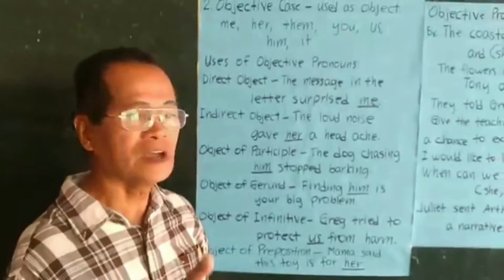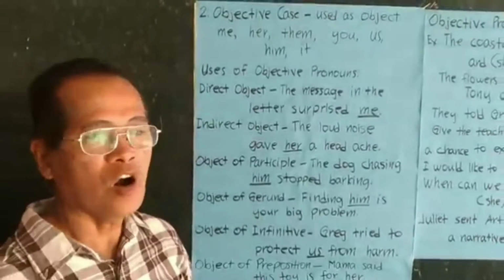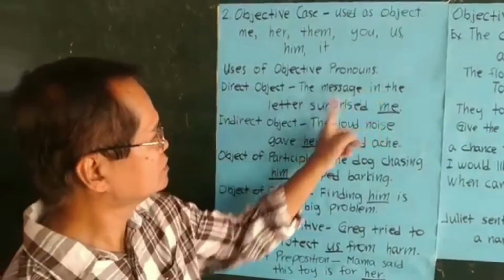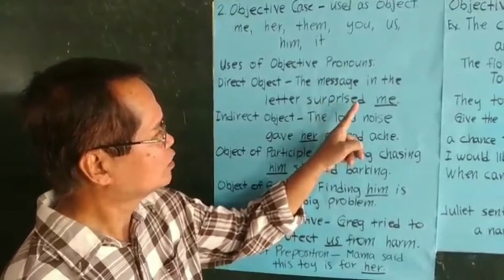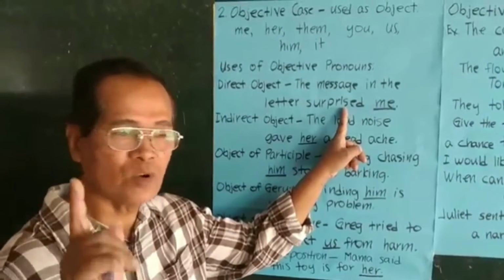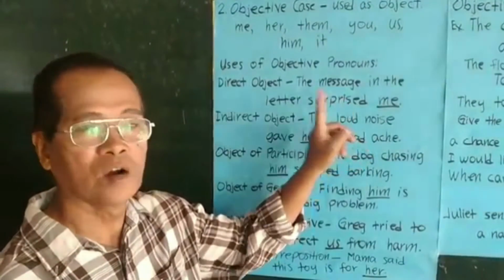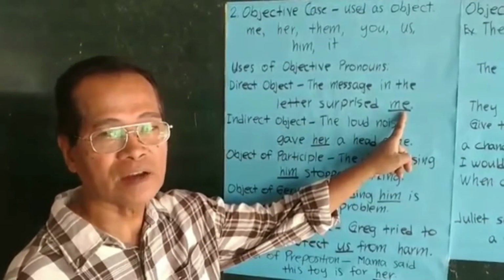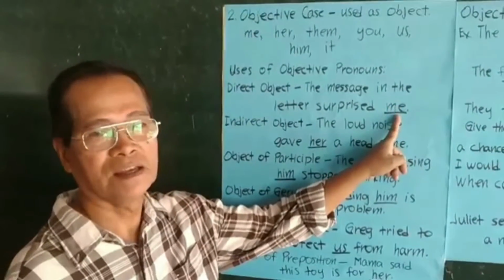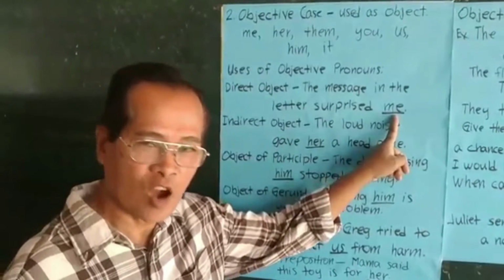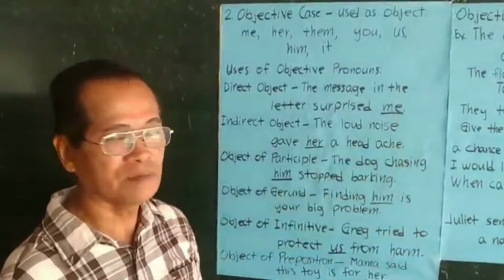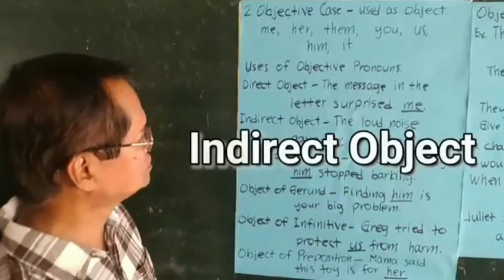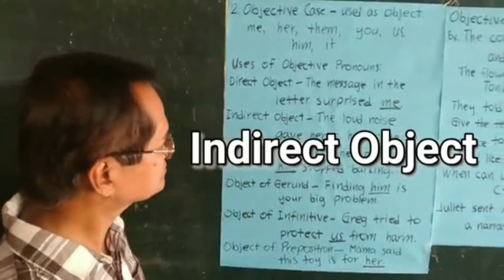How would we know that it is a direct object? Now remember, always ask the question what after the verb. The message and the letter surprised what or who? If there is no answer to the question what, then ask who. Surprised who? The answer is me. So me is a direct object. And me is functioning as an objective case pronoun because, as I've said, it is the object of the verb surprised.